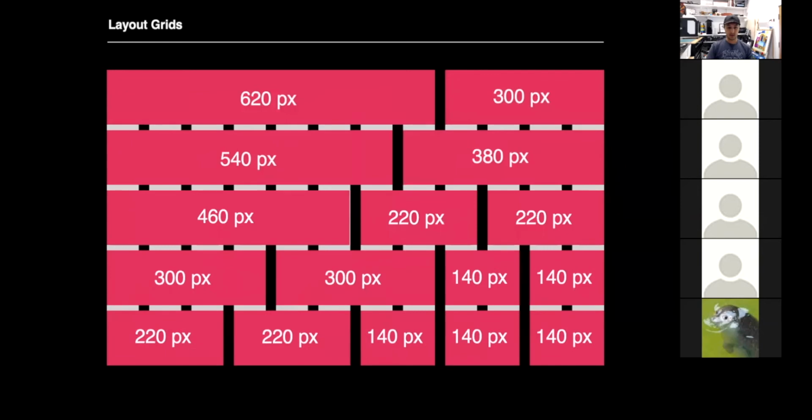So again, here are just some other examples of how you can lay things out. You can do 620 and 300 pixels. This is a standard blog layout, where you have the content of the blog on the left-hand side and the sidebar on the right-hand side, which has all the navigation and blog posts and whatnot. So there's a lot of different options when it comes to using this 960 grid system broken into multiple columns.